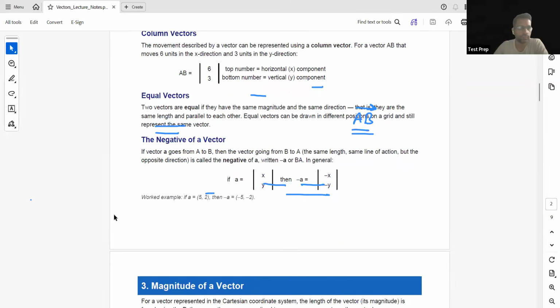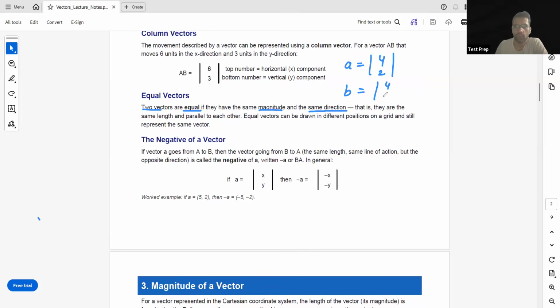Equal vectors. Two vectors are equal if they have the same magnitude and the same direction. We can say two vectors are equal when both their magnitude and direction are the same. Means if A is equal to 4 and 2 and B is equal to 4 and 2, we can say they are equal vectors.